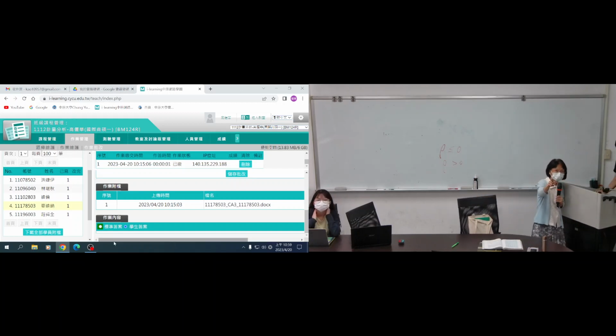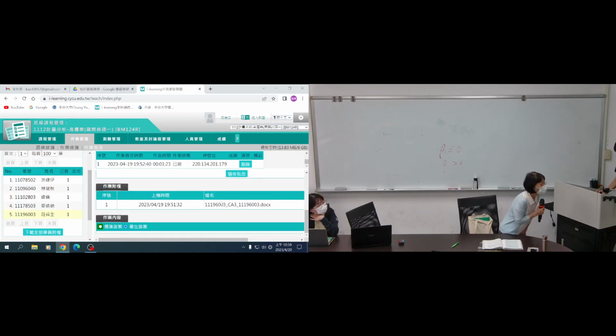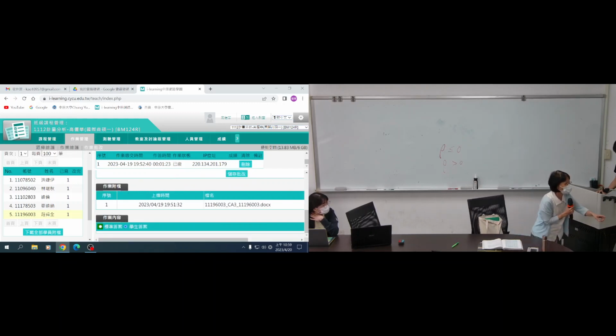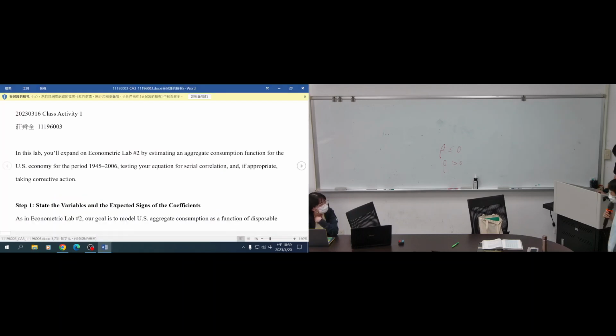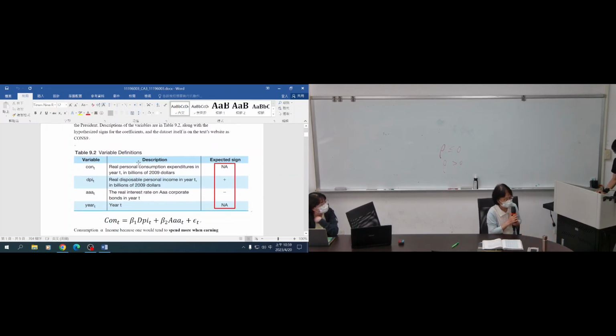Let's go on. Here, this one. Download it and turn it on. Okay. So step 1, the expected sign is positive for the disposable personal income, which is basically income, and the second one is the real interest rate for AAA corporate bonds, which is negative.